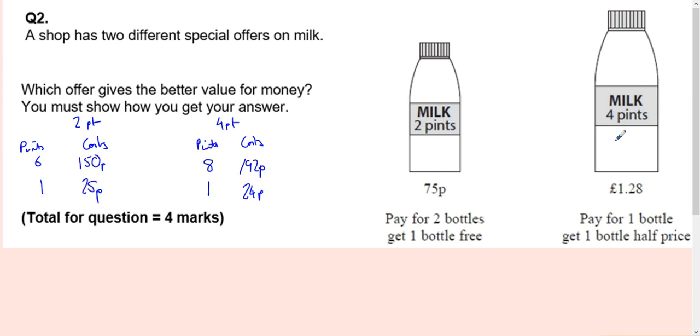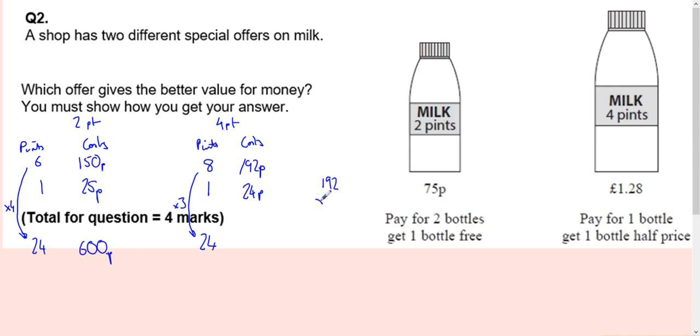We could alternatively go up to a total of 24 pints, because 6 and 8 are both factors of 24. That would be 4 lots here. 4 lots of 150 would be 600 pence. For the 8-pinter, that's 3 times as much. And 3 lots of 192 is going to come in at, and this is where I'm struggling to do this mentally, so I'm going to do the written arithmetic here.